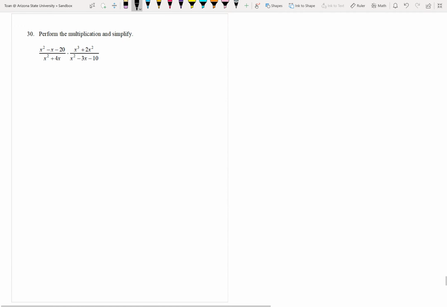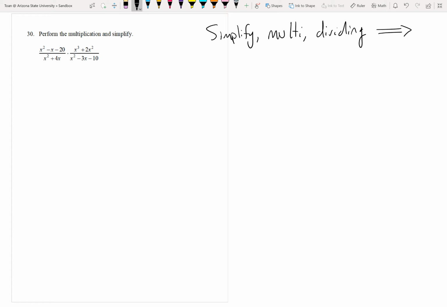Number 30, multiplying rational equations. Now remember, when it comes to simplifying, multiplying, or dividing rational expressions, I actually don't want to do any of that stuff. All of this should mean the same thing. Factor and cancel. So if you had a hard time with this problem because the problems were getting really, really big, it's probably because you forgot. When it comes to rational expressions, almost always involves factoring and canceling. So let's factor every piece of this problem.